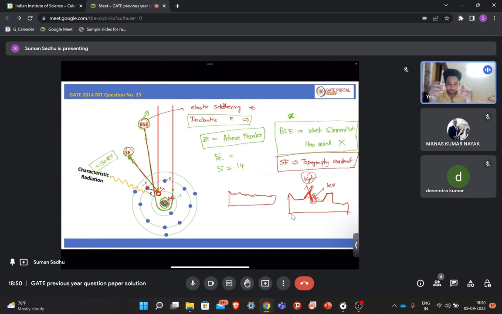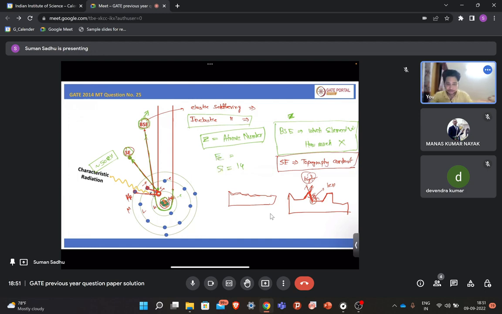Similarly, let's say this is K, this is L, and this is M. If an electron jumps from the L shell, then this is K alpha. If an electron jumps from the M shell, this is K beta, like this. If K shell ionization occurs, then it is K characteristic radiation. If an electron jumps from the L shell, it is K alpha. If an electron jumps from the M shell, this is K beta.